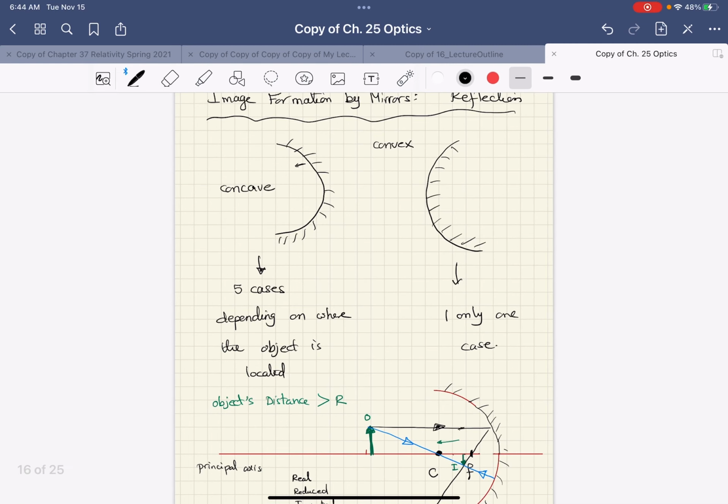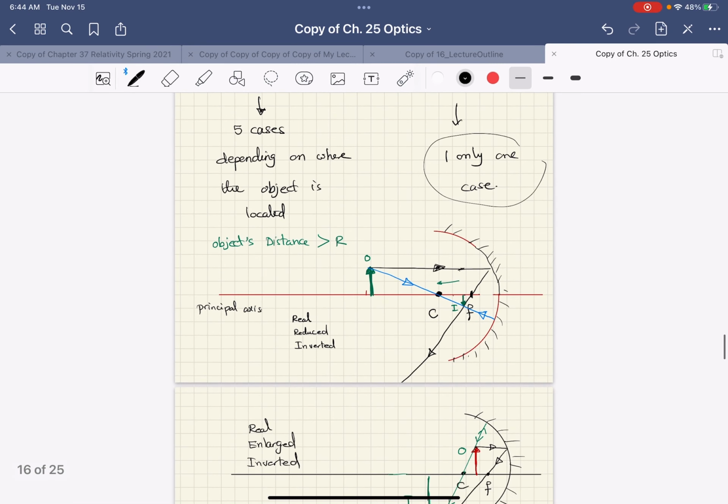We're going to see that for the concave mirror, the type of the image is going to depend on where the object is located. For the convex, we are going to find that there is only one case, and we're going to see how these are really done. Now, the first one is when the object is sitting at a distance greater than R.